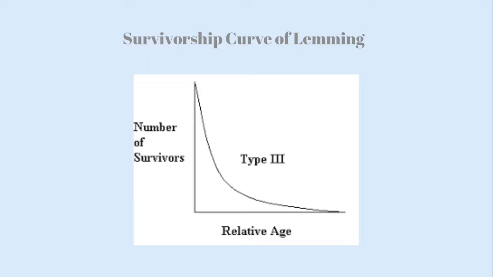This type of curve is usually associated with organisms that produce very large numbers of offspring but provide little or no care in early life. The lemming is a type 3 organism because it is a small animal, is delivered in large litters, and has unsuccessful survival rates in early life due to being easy prey at a young age.